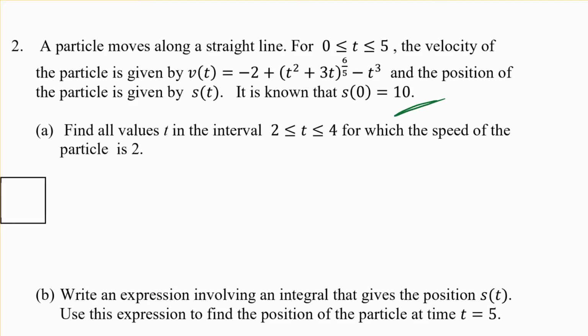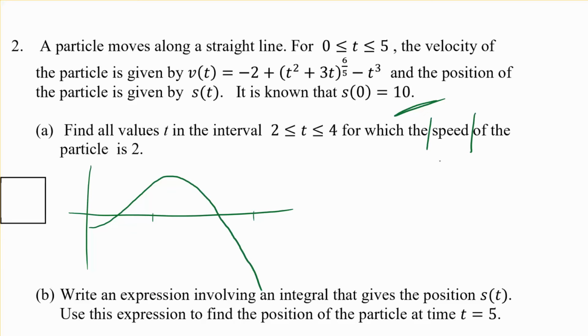So A says find all values in the interval 2 to 4 for which the speed of the particle is 2. So I'm going to look at my graph. My graph looks like this. And from 2, I think 2 is somewhere around here, to 4. Where is the speed of the particle 2?